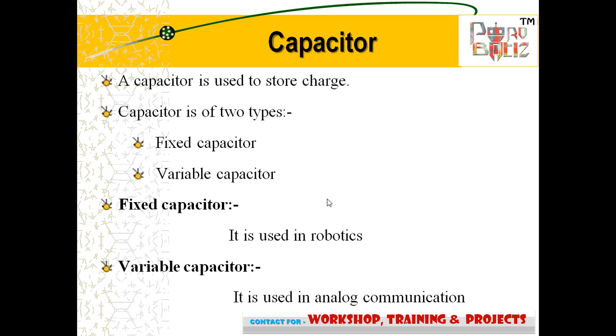Now discuss the capacitor. A capacitor is used to store charge. It is mainly of two types, that is fixed and variable capacitor. Fixed capacitor is used in robotics and the variable capacitor is used in analog communication.